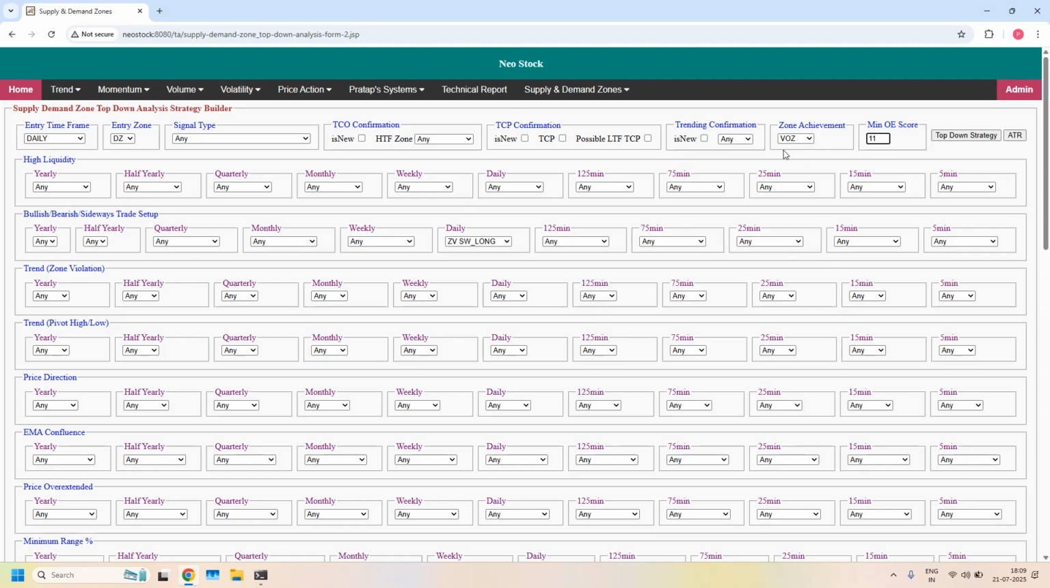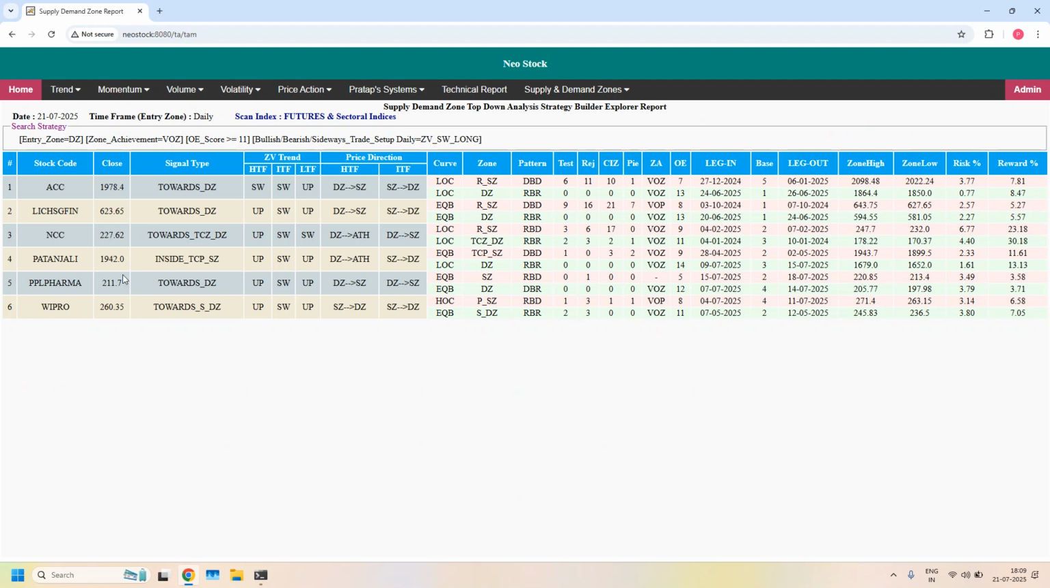Okay, with these filters, because both these filters are applied to daily demand zone, we got 6 stocks supporting sideways long trade setup for daily income trade. For monthly income trade, entry time frame is daily demand zones. All these daily demand zones are supporting sideways long trade setup. If you look into some of these zones, see, they are already tested.